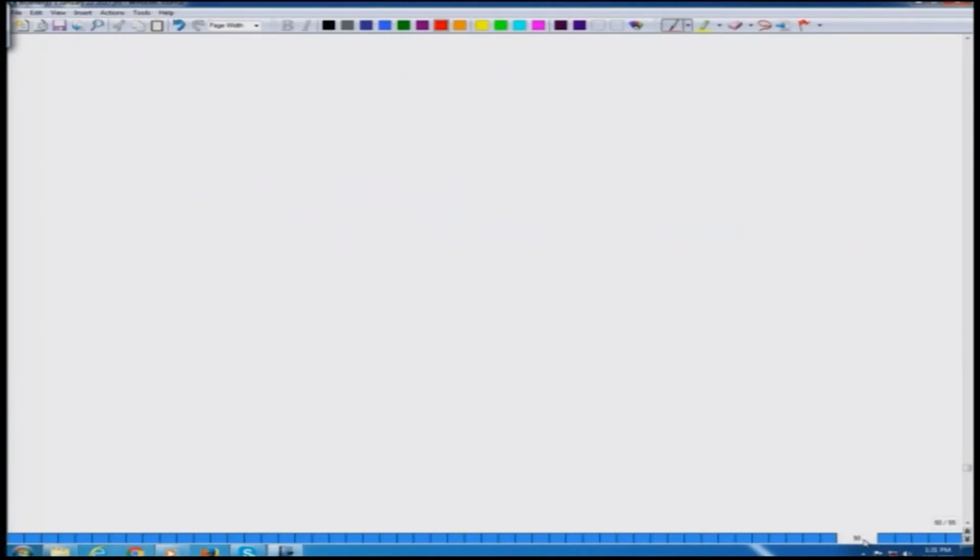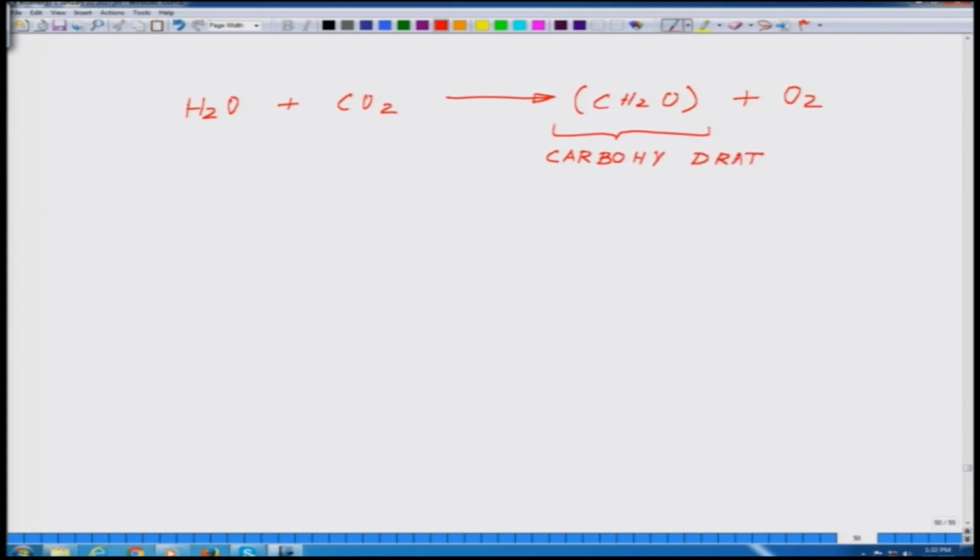The basic reaction, as I was telling you, is very deceptively simple. The basic reaction is water plus CO2 forming CH2O, which is your carbohydrate, and as a byproduct, oxygen. And this is your carbohydrate, and here you have the water.